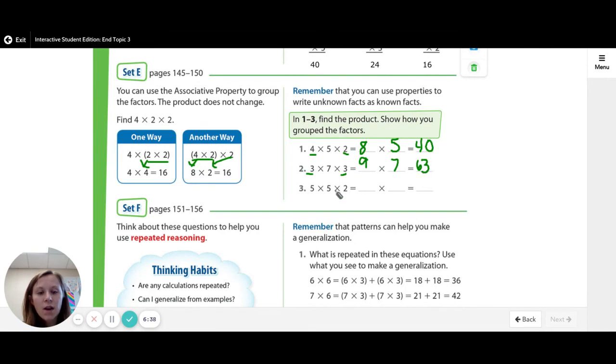5 times 5 times 2. This time I'm going to do my parentheses here. This is what I'm going to do first. So I know I just have my 5 because I'm not multiplying anything yet. I'm just bringing this right over. And then 5 times 2, I write the product here, is 10. So 5 times 10 would be 50 because we just add that 0 when we multiply by 10.